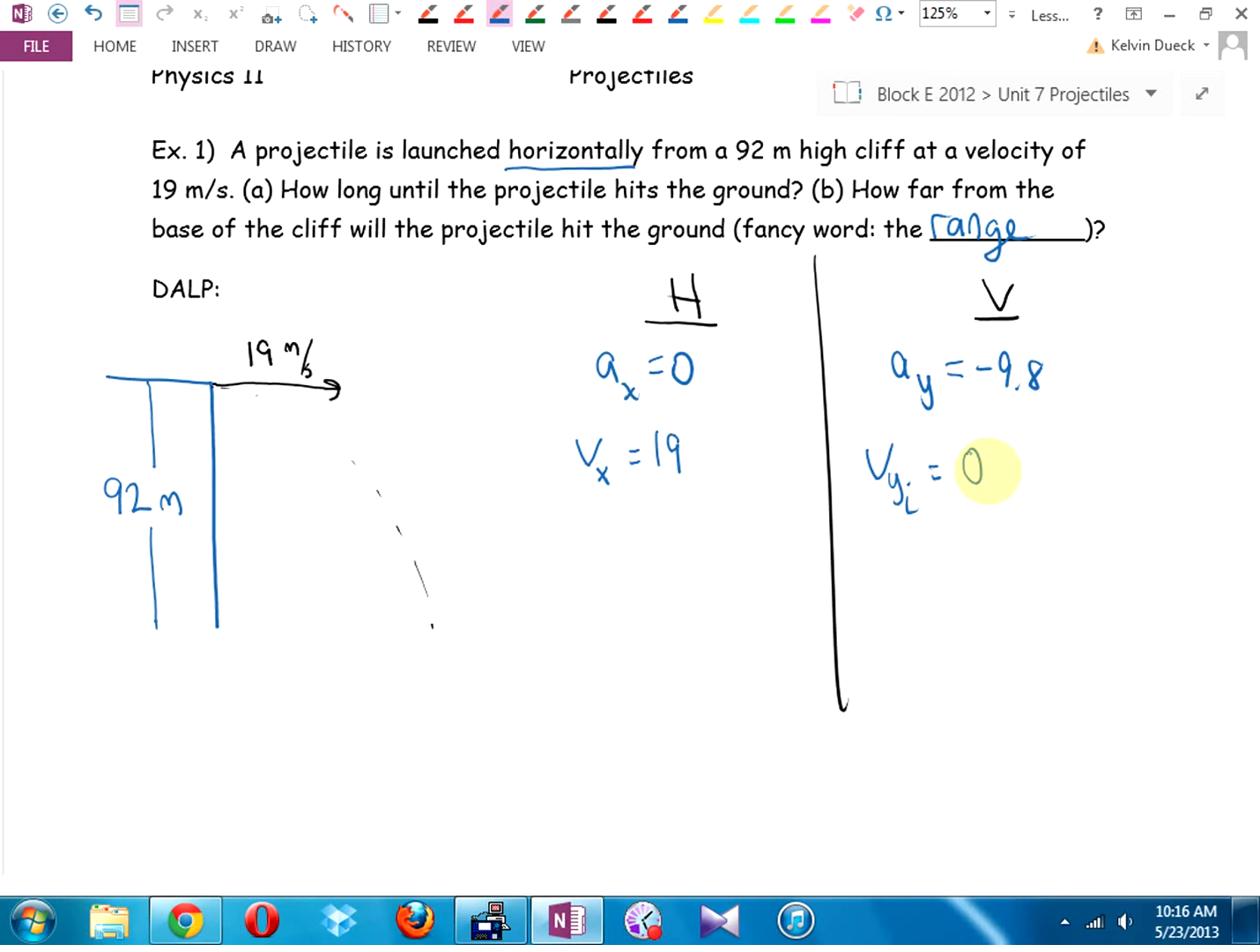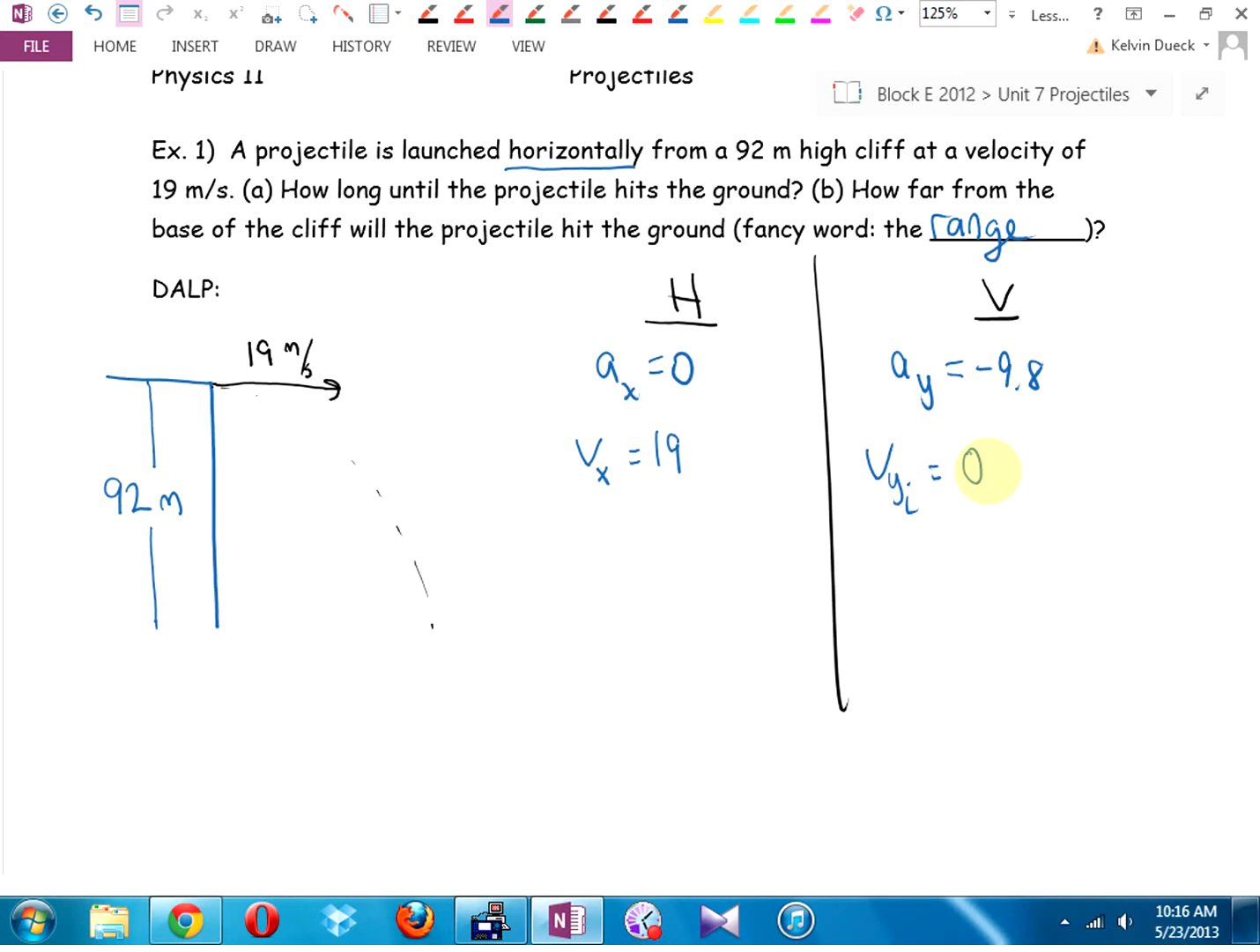How many pieces of information do I have in each column right now? 2. I need 3 to find the 4th. So there has to be something else that they've told me. There is one more piece of information from my diagram that I haven't used. Which distance? Am I going to put that 92 under the H horizontal or under the V vertical?